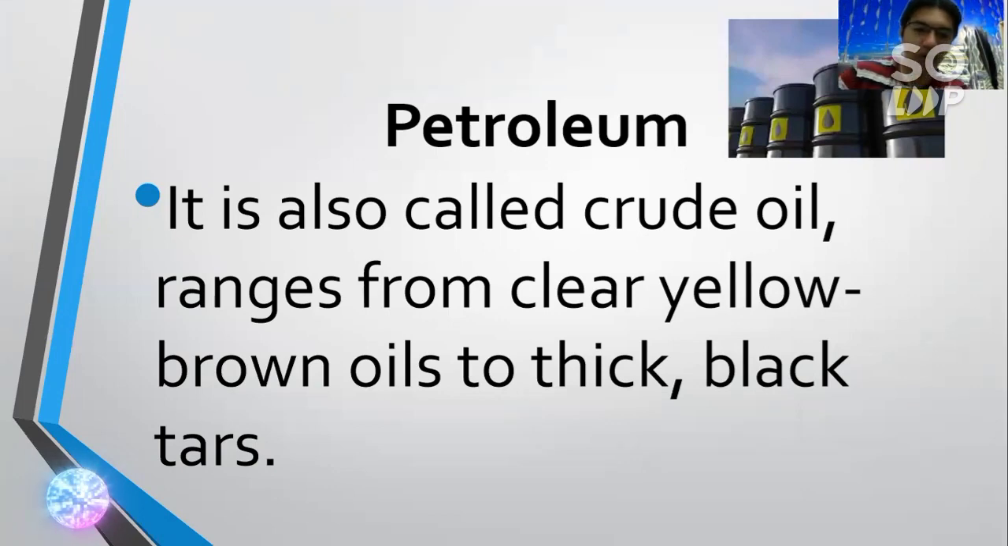So these are the examples. Petroleum, also called crude oil, ranges from clear yellow-brown oils to thick black tars. It is a liquid of hydrocarbons that is present in certain rock strata and can be extracted and refined to produce fuels including gasoline, kerosene, and diesel oil. Most petroleum is refined to produce fuel, which becomes gasoline, diesel, as well as kerosene.